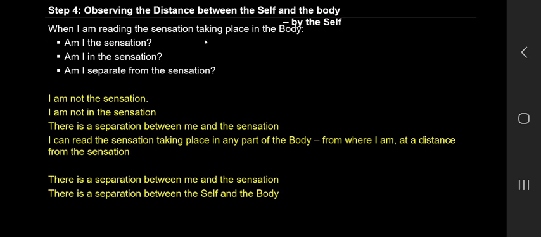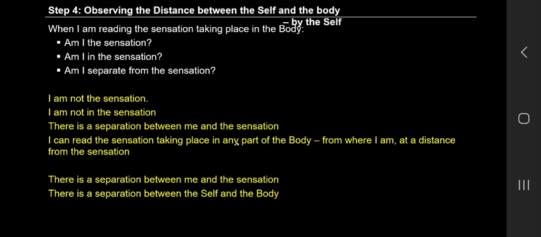In step four, we are observing the separation between the self and the body. While reading the sensation, I am asking myself, am I the sensation? Am I in the sensation? Am I separate from the sensation? I can see that I am not the sensation. I am not in the sensation. There is a separation between the two. So there is a separation between me and the body. That's why we have choice to interact with the body or not interact with the body. We have choice to read sensation of the body or not to read it.